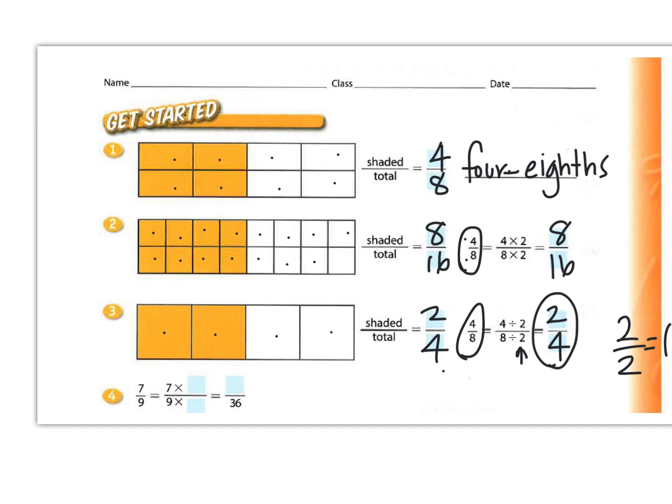Okay, down here we have number 4, 7/9. So then we look here, we have 9, and we only know 36 over here. So 9 times what is 36? 9 times 4 is 36. So if we multiply by 4 on the bottom, we have to multiply by 4 on the top. 7 times 4 is 28. So that means that 7/9 is the same as 28 over 36.